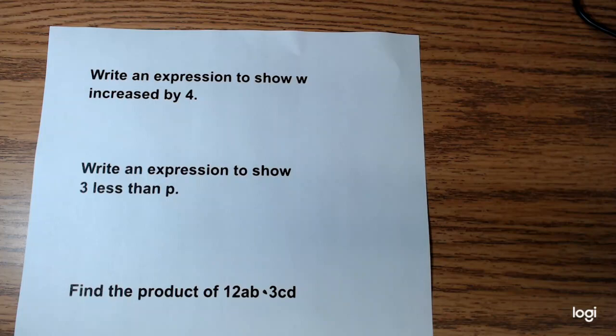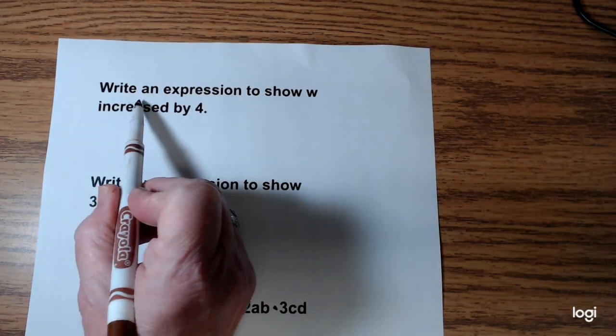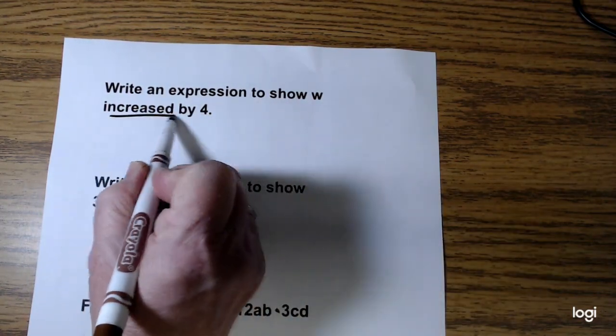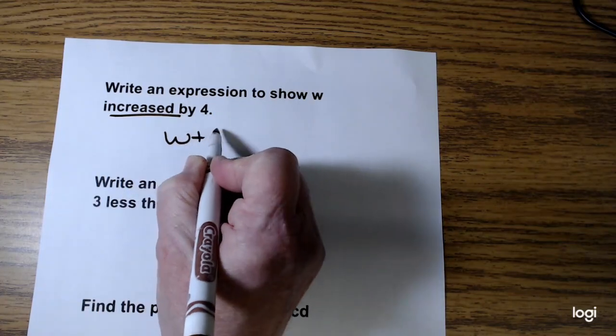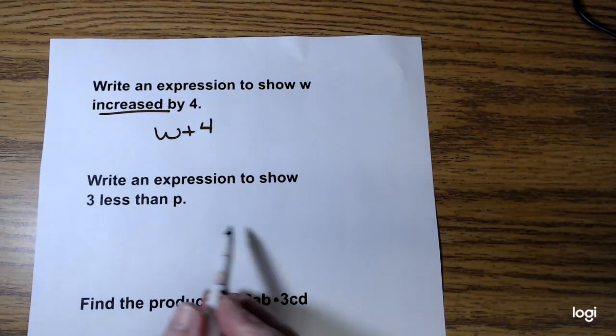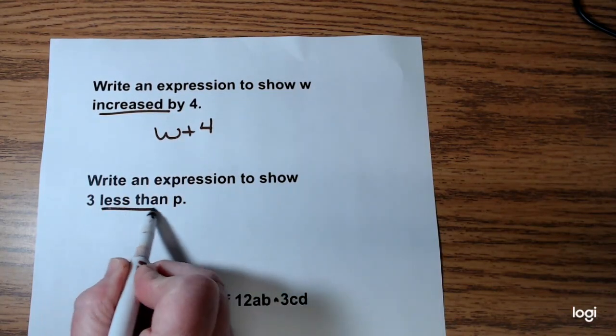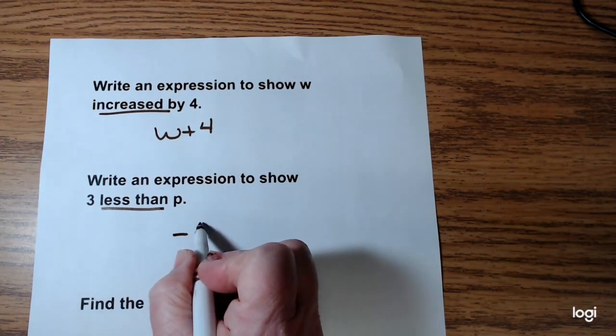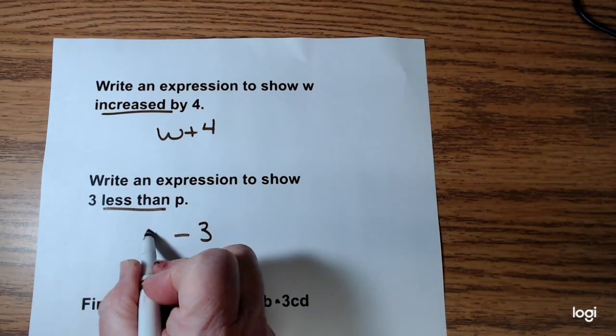Just a little quick review here. We've talked about expressions with addition. Write an expression to show W increased by 4. And we've talked about expressions that show subtraction. Write an expression to show, here's the trick one, 3 less than P. So I like to write 3 less than P.